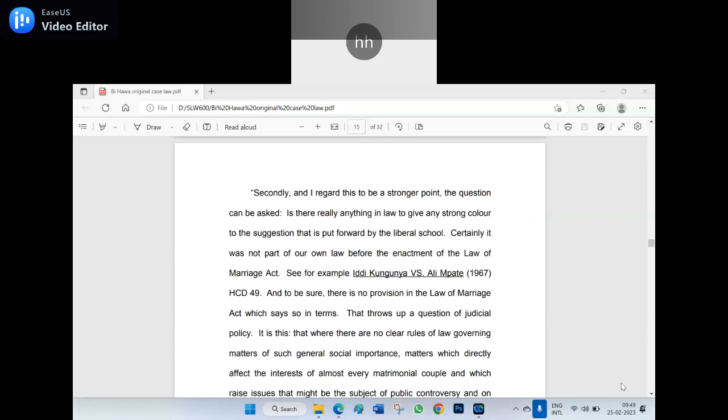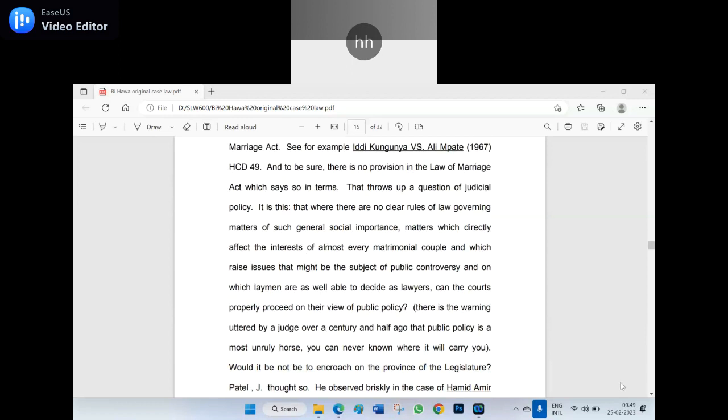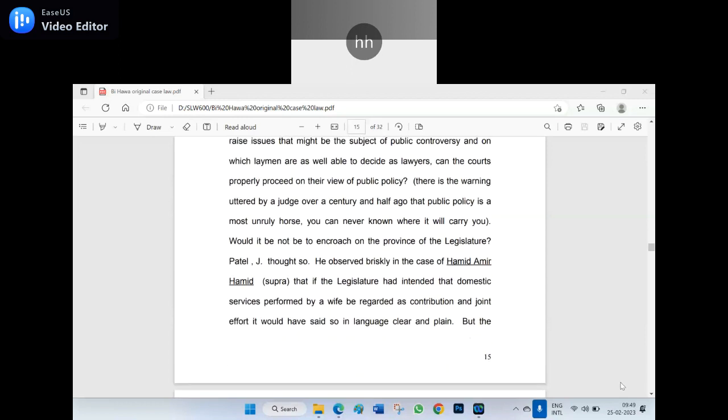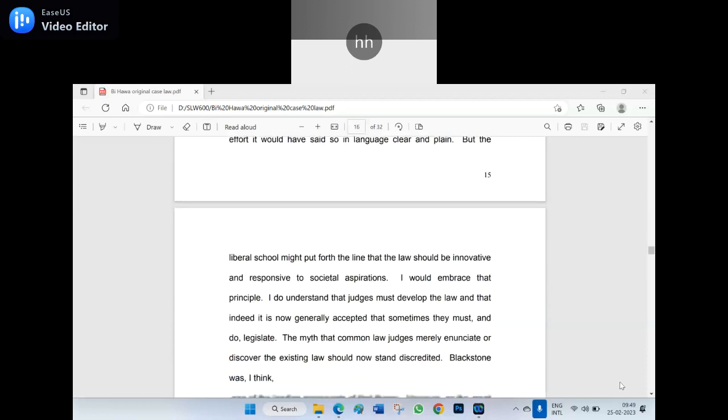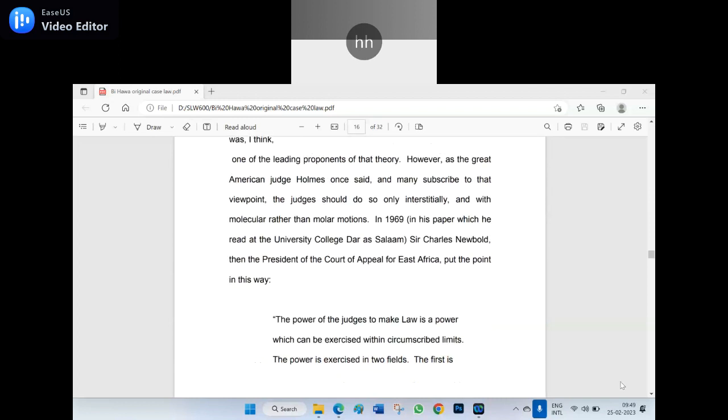And in this case law also, no provision of the Law of Marriage Act was in terms that throw up a question. So supporting case laws, I found three case laws, and the three case laws should appear in the rules. Then I found another case law, Hamid, which is already the Supra, given over there. Each case law, you should have to support it. Even if it is not relevant, you can say so. In both ways, you can say.